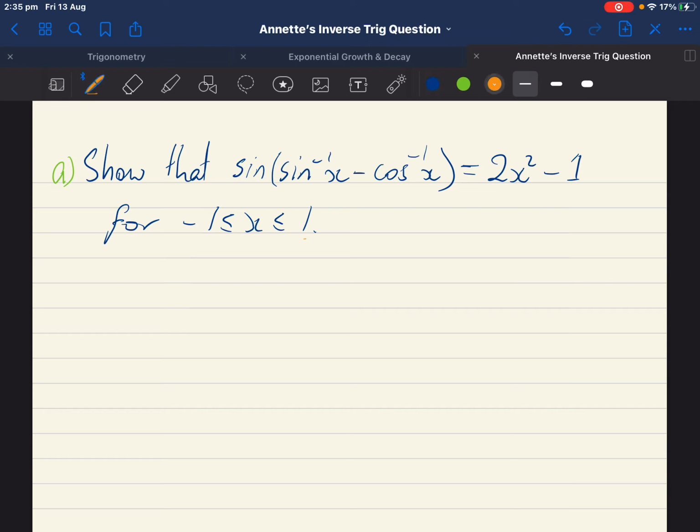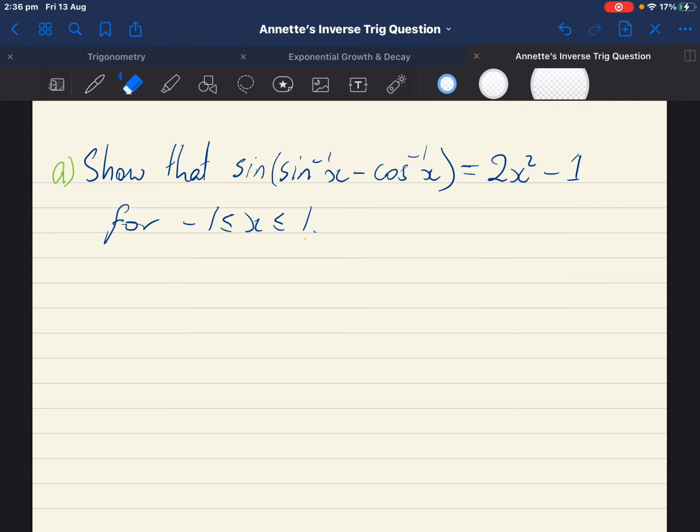That domain is pretty typical for anything involving inverses, because if you remember back to our inverse graphs, inverse sine only exists for x values between -1 and 1. So whenever you're dealing with equations or expressions involving inverse trig, it's pretty normal for them to restrict the domain to between -1 and 1, for the obvious reason that the inverse function actually exists within that range. All right, so we need to prove this identity here.